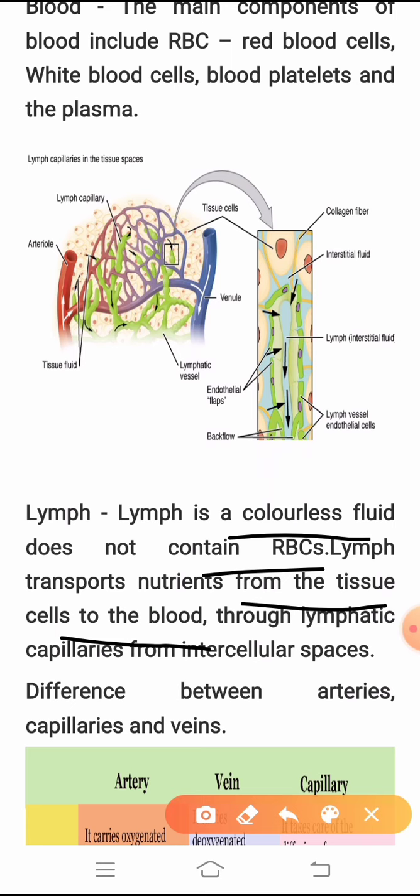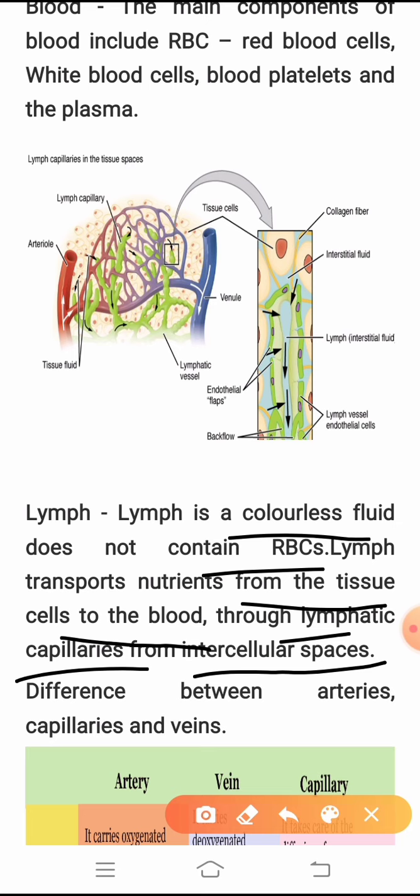This happens with the help of lymphatic capillaries. What is meant by capillaries? Again, I told you they are the vessels, lymphatic vessels or the lymphatic capillaries. This happens wherever there is the presence of intercellular spaces. Okay, so what does the lymph do? Actually, the lymph is a colorless fluid. It carries the nutrients from the tissues and cells to the blood, and transports them to lymphatic capillaries through the intercellular spaces which are present.